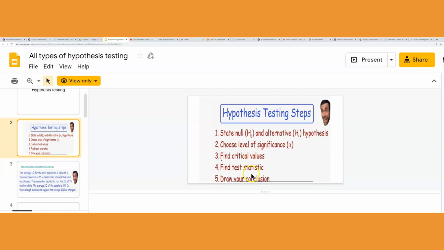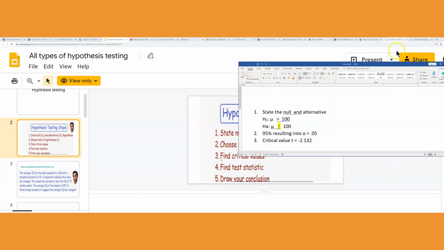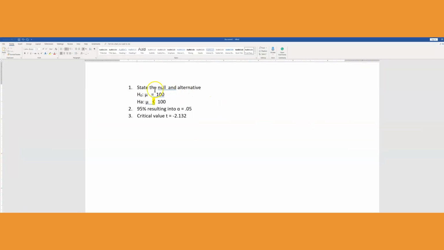Let's go ahead and go through those steps. I'm going to be moving to Microsoft Word one step at a time. And as you see here, I'm stating the null and the alternative hypothesis. Mu is going to be equal to 100, as they stated in the problem, and mu is less than 100 as the alternative hypothesis. Since we don't have a clear idea about the alpha, we're going to assume a 95 percent confidence level, resulting in alpha, not A, but that's a Greek letter, not an American letter. Alpha is going to be 0.05.